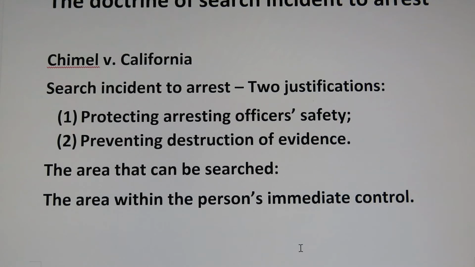So if the suspect was arrested downstairs and police actually went upstairs to conduct the search, that apparently went beyond the person's immediate control. That was the reason why the court said this police search could not be justified under the search incident to arrest doctrine.